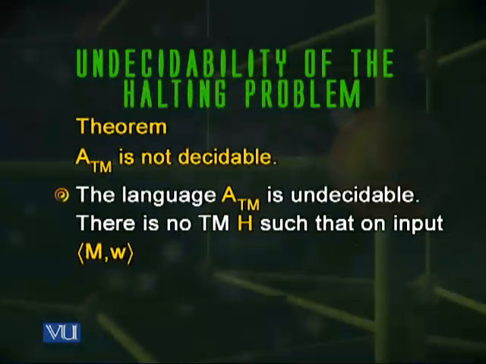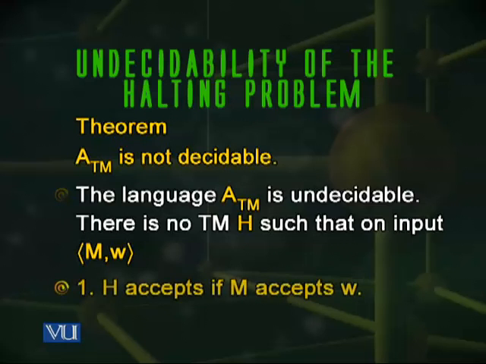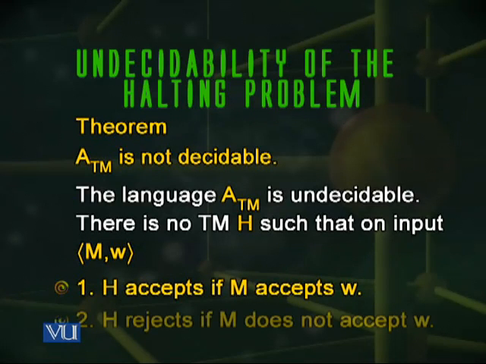We showed that the halting problem was undecidable. Let's have a look at this proof. This theorem says that the language ATM is undecidable. That is, there is no Turing machine H such that H on the input M, W will accept if M accepts W and will reject if M does not accept W. How did we prove this, that such a Turing machine H does not exist? We started by assuming that H exists and then reduced that to an absurdity.